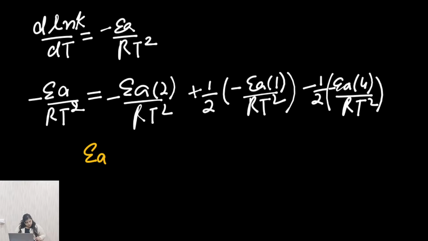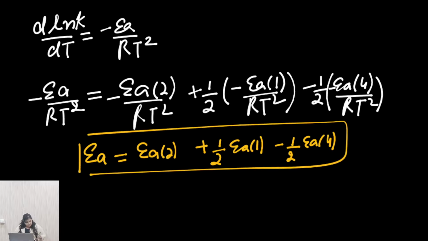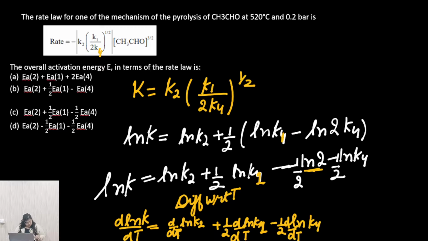So the overall activation energy will be equal to Ea2, right, plus half of Ea1 minus half of Ea4. So this is going to be the overall expression of the activation energy that we will be obtaining there. So Ea2 plus half of Ea1 minus half of Ea4. This is given to us in option C. So this is going to be our correct answer, right?